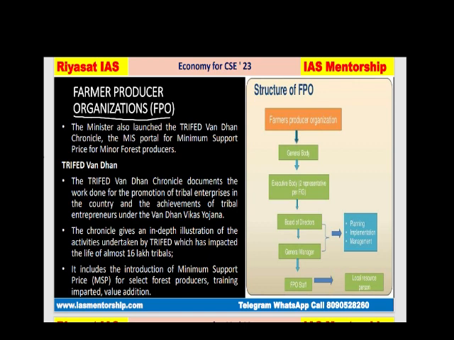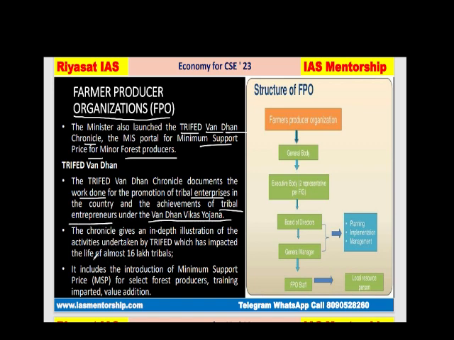Basically, what is a Farmer Producers Organization? We will be learning. Before that, let us learn about what new thing has been launched, that is the TRIFED One Dhan Chronicle, the MIS portal for minimum support price for minor forest produce. Basically, this is TRIFED, the Tribal Cooperative Market Federation. This chronicle has documented the work done for the promotion of tribal enterprises in the country, and it will also highlight the achievements of tribal entrepreneurs under the Van Dhan Vikas Yojana.